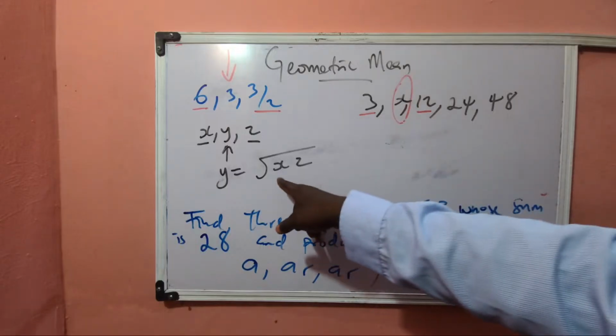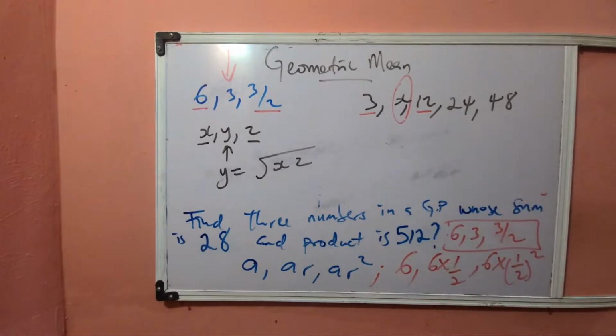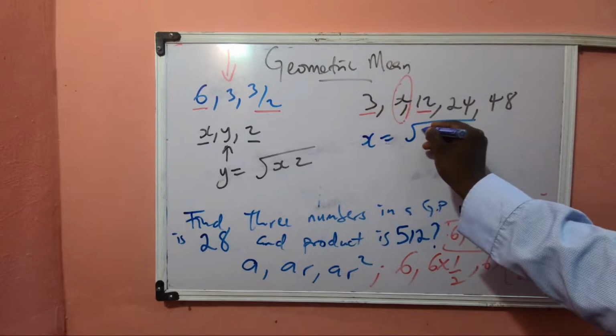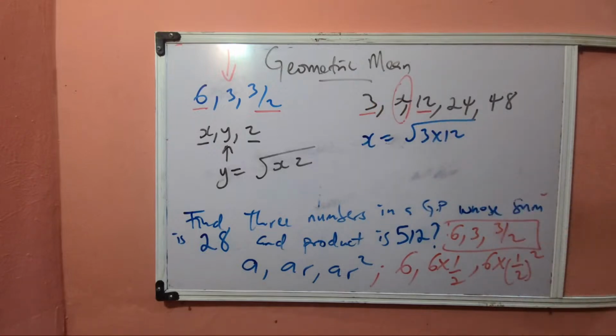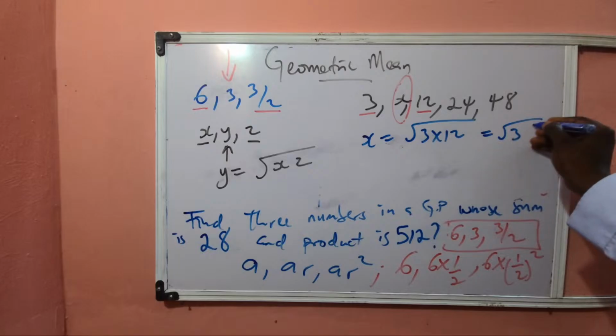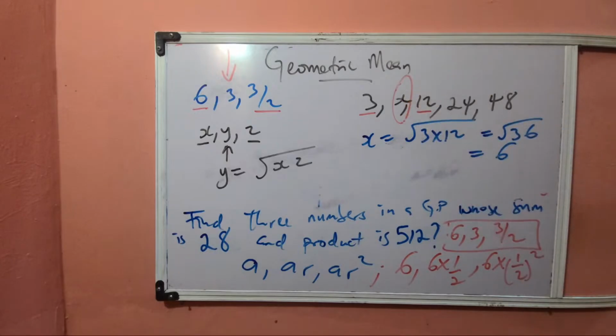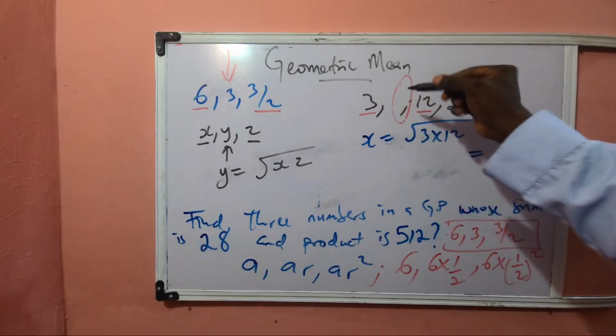Of course, I told you already that you use this format where you find the product and then you find the square root of that product. So what you have to do here to find x, of course, x will be equal to the square root of 3 times 12. What's 3 times 12? That's 36. What's the square root of 36? 6. Did we not get the same answer? Of course. So you can see that that's the perfect way of getting the geometric mean of three consecutive values in a sequence. All right.